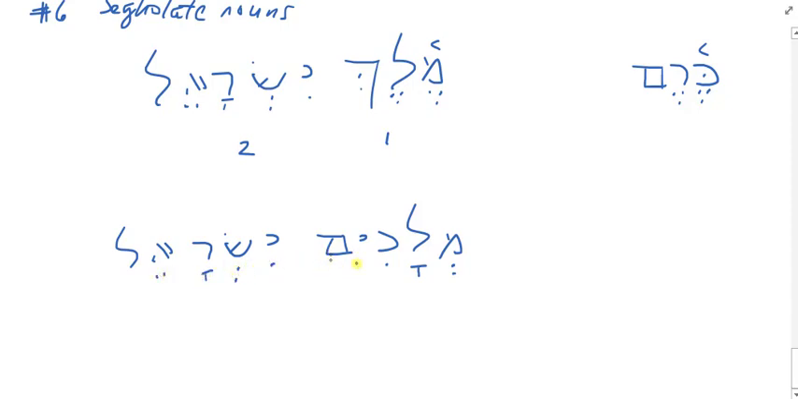Can I leave eem the way it is in the construct? No. Eem is one of those endings that has to change. What does eem become? Yes, it becomes ê. It changes its nationality here. So it becomes Sere Yod. All right, good. The stress is going to be way over here, right?